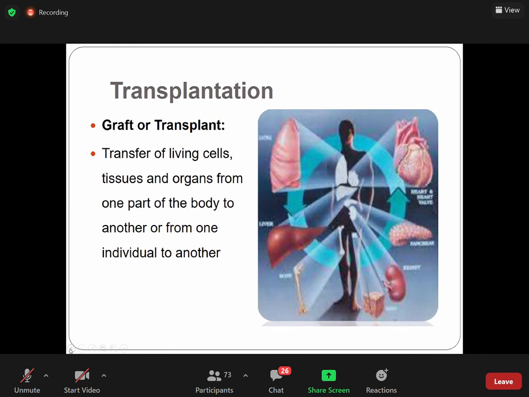Can anyone tell the HIV antigens? The genetic MHC or base chromosome. Very good. The gene is present in a short arm of the chromosome. Sidra.